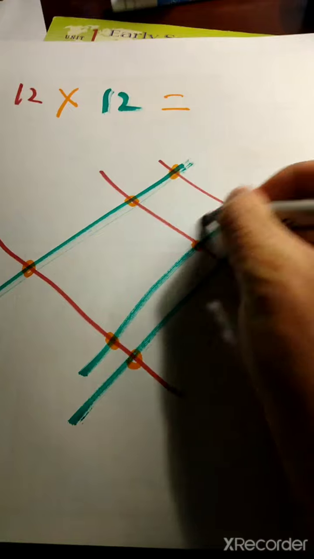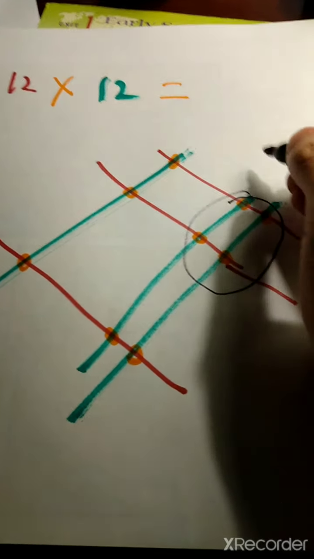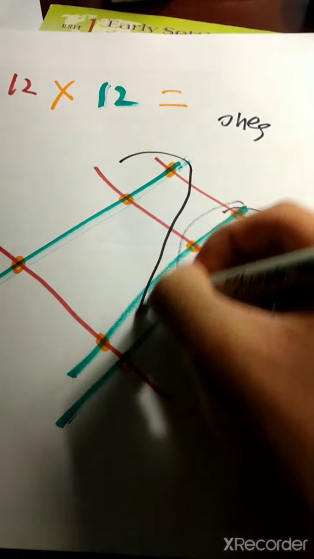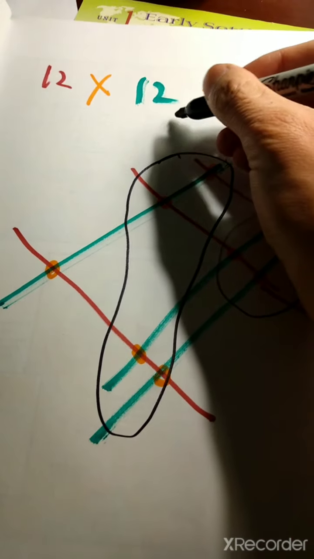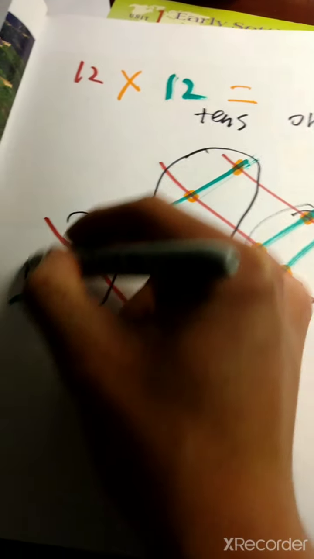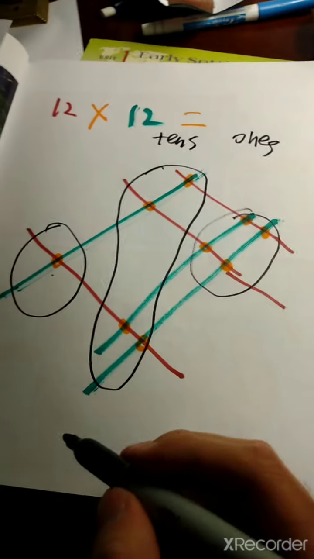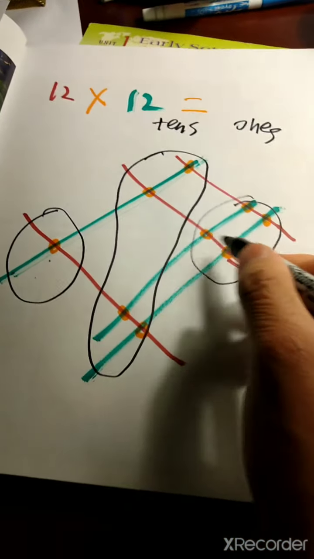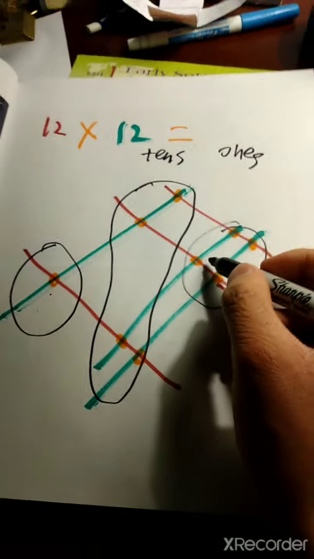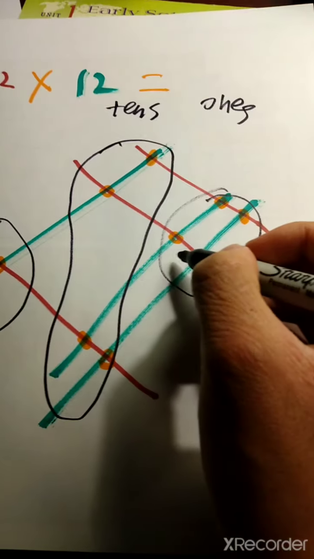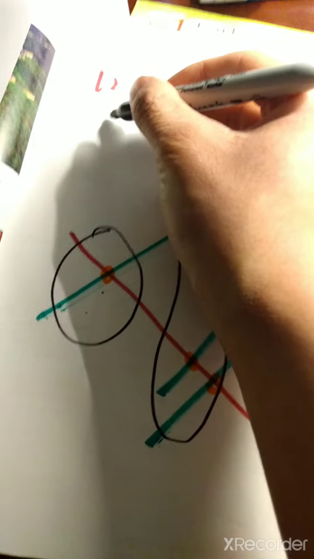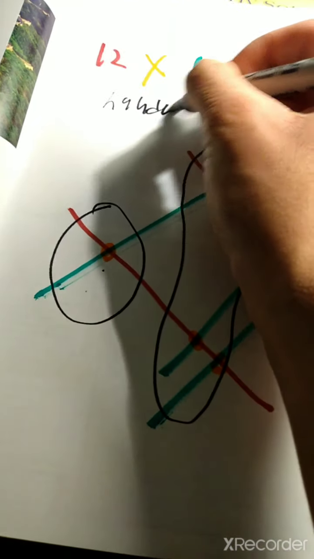Like this, we know that this is going to be the ones place. We know that this is going to be the tens place. And we know that this is going to be the hundreds place. See how there are 3 groups and all the dots in that group are close together? If they're far apart from each other, that means they're in different groups. So this is the hundreds place.